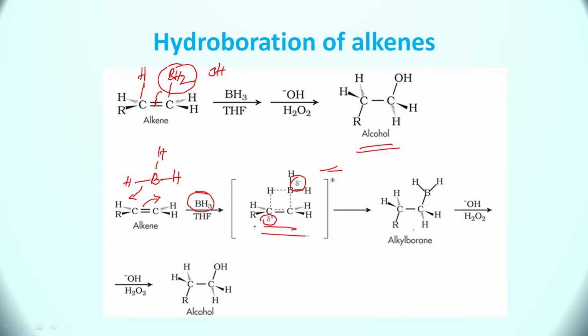When you treat it, this transition state is decomposed, and finally this hydrogen is attached to this carbon and BH2 is attached to this carbon. When you treat with hydrogen peroxide in OH minus, in place of BH2 you will get OH. Okay, this is the mechanism of hydroboration oxidation of alkenes.